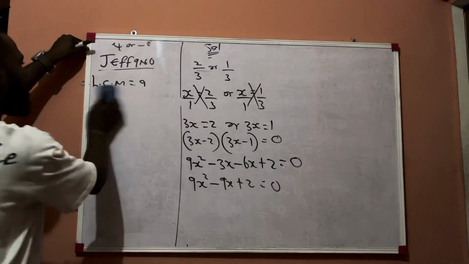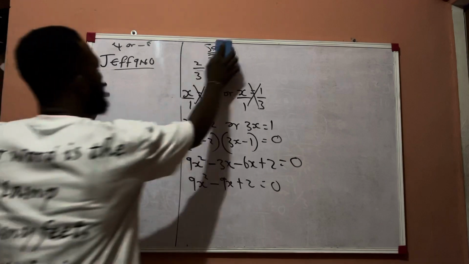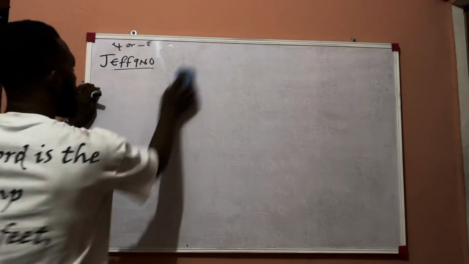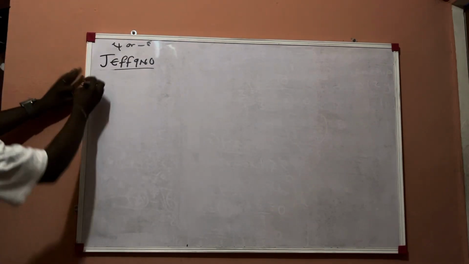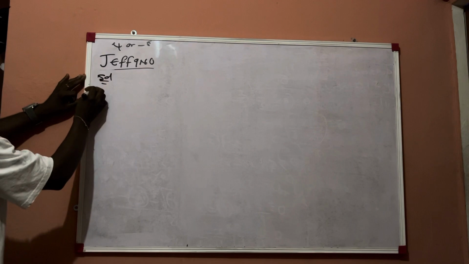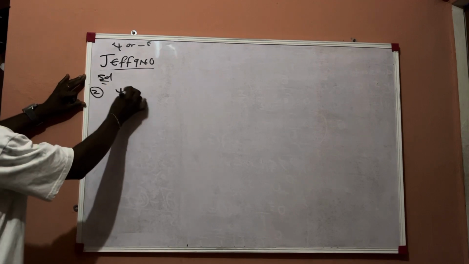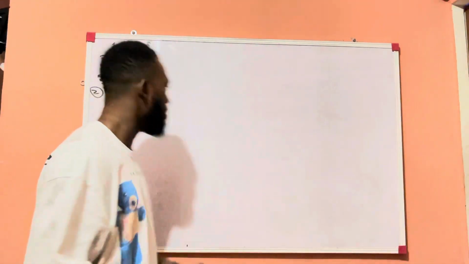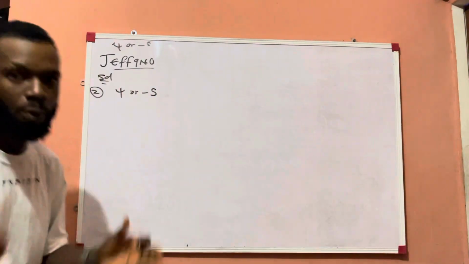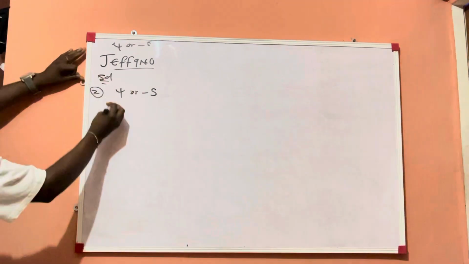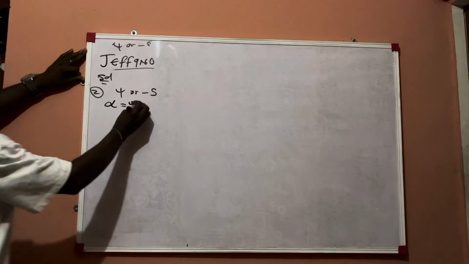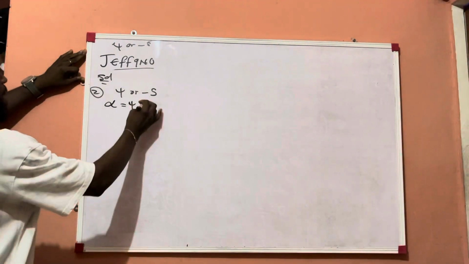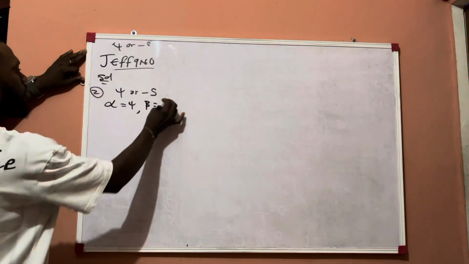Now question number 2 says the roots are 4 or minus 5. Now we are still going to be using both methods that we treated in our first question. The first method is using the formula, and when you are using the formula, what do you do? Alpha is equal to 4, comma, beta is equal to minus 5.